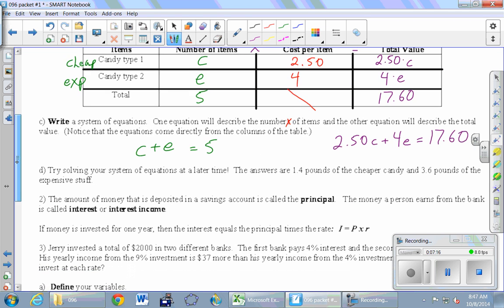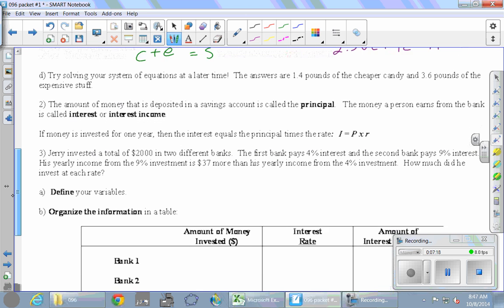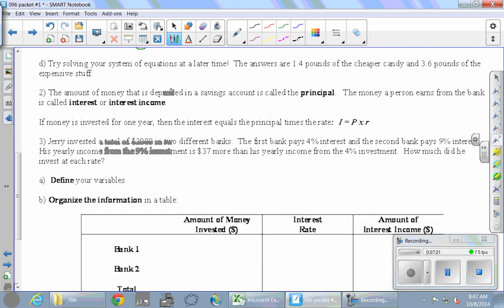All right, so let's look at one more example, and it has to do with money. Let's go to Fiona for number 2.